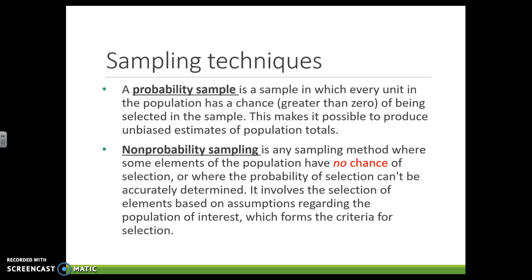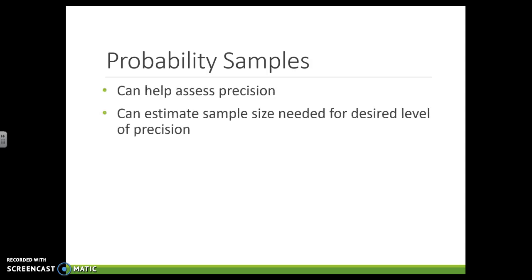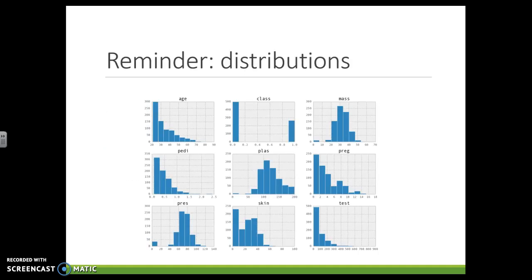So probability samples are preferred in quantitative studies because it can help us assess precision. We can actually estimate the sample size needed to get a certain level of precision. It helps us reduce sampling error, and it just gives us more confidence in our estimates.